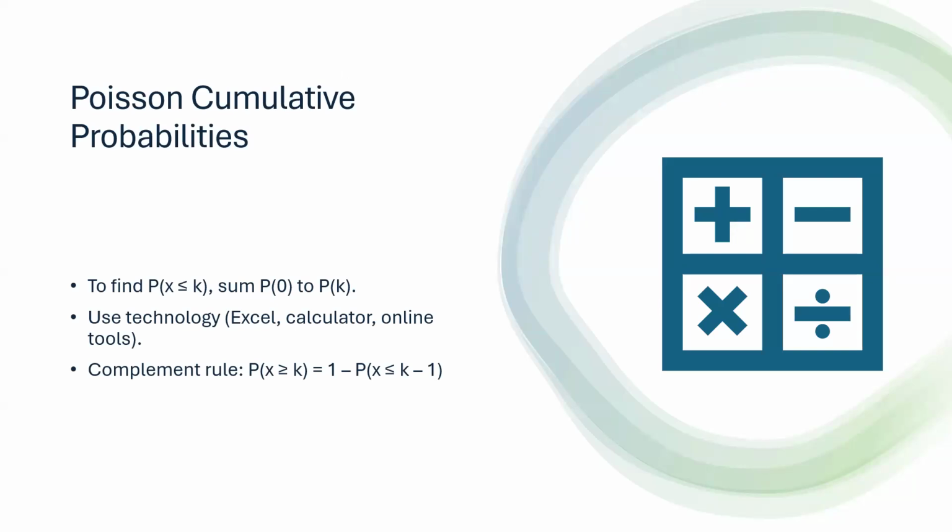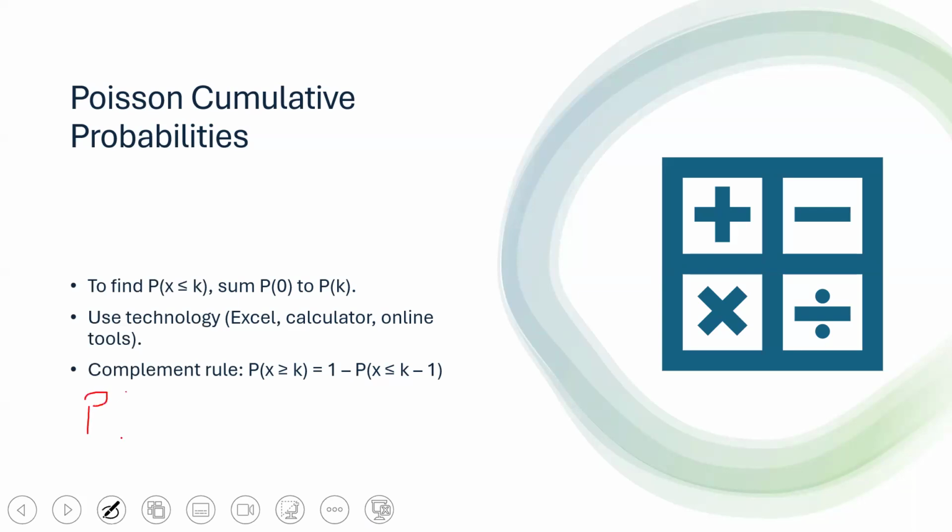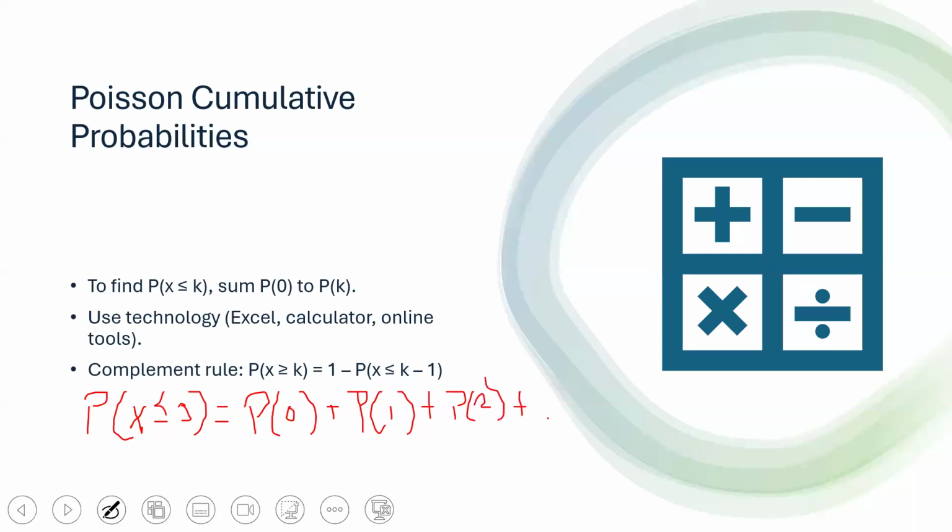Sometimes we want the probability of at most k events. That's what we called a cumulative probability, the sum of the probabilities for 0 up to k. For example, if I want to find the probability that x is less than or equal to 3, that would be the sum of the probability of 0 plus the probability of 1 plus probability of 2 plus the probability of 3.